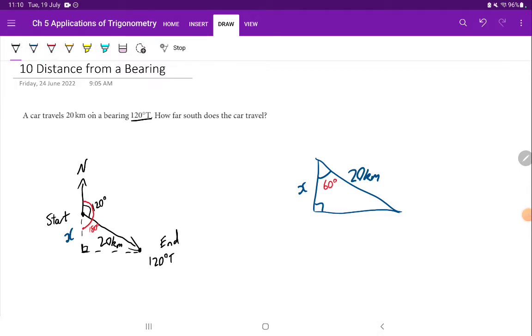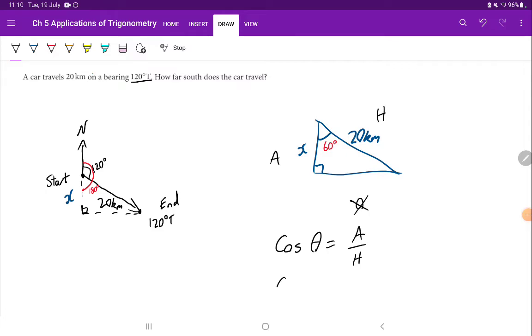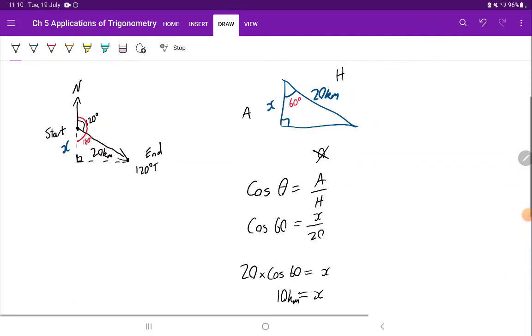So from the 60 degrees, this is the adjacent, this is the opposite, and this is the hypotenuse. We don't care about the opposite, so we're dealing with cosine. Cos of theta equals a over h. Cos of 60 equals x over 20, times both sides by 20. We get 20 times cos of 60 equals x, which is equal to 10. So that's 10 kilometers. So there's our answer to the problem, 10 kilometers.